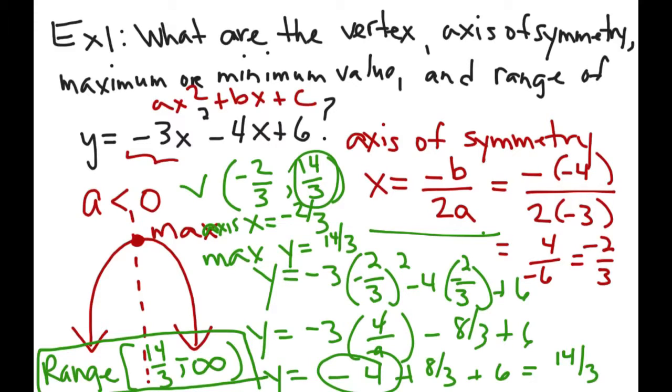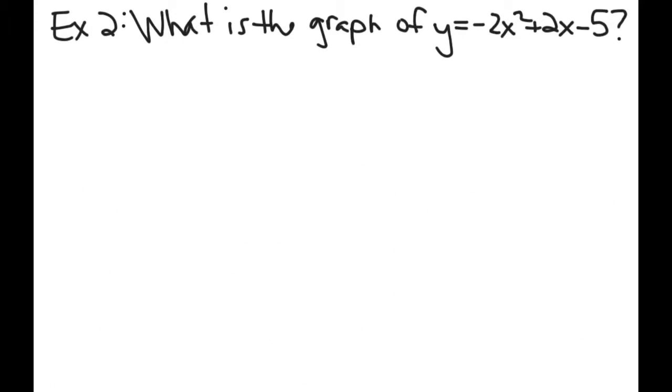So now let's talk about what is the graph of y equals negative 2x squared plus 2x minus 5. The best way to do this problem is to first identify what a, b, and c are in standard form. Well, in this problem, a is negative 2. B is positive 2, and c is negative 5.